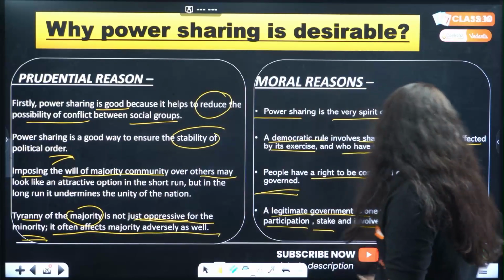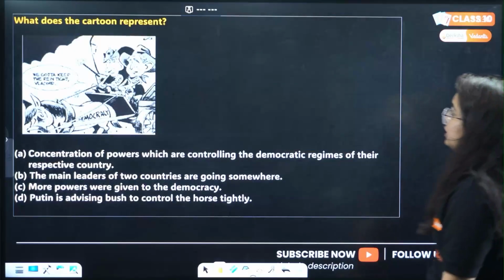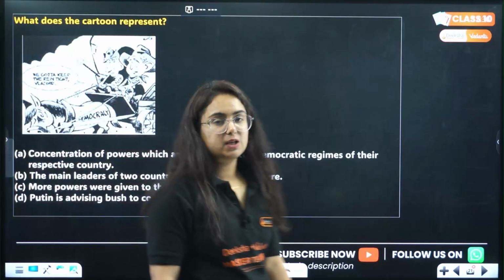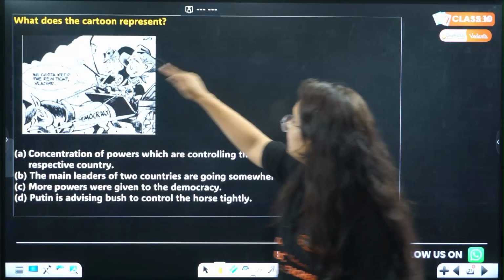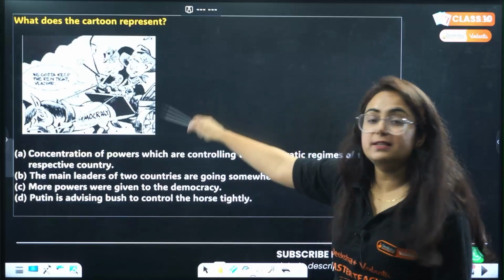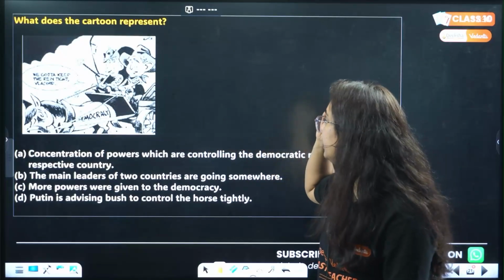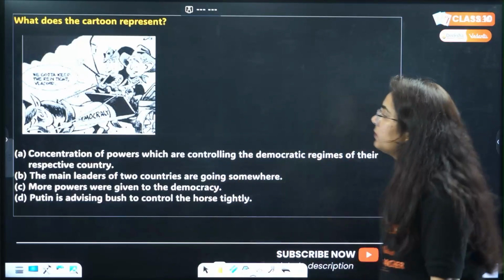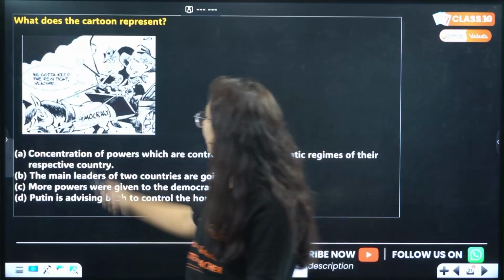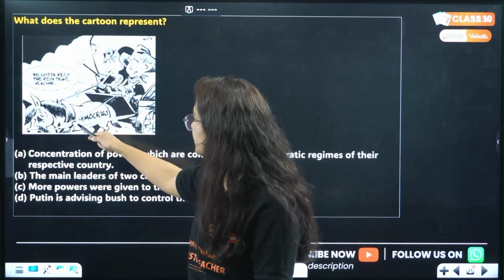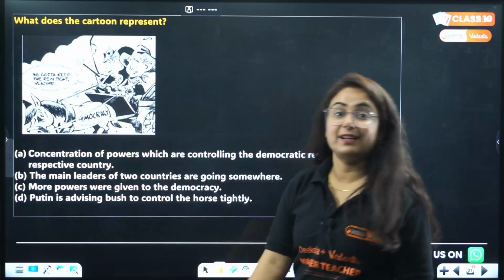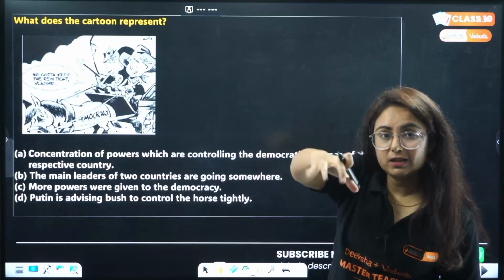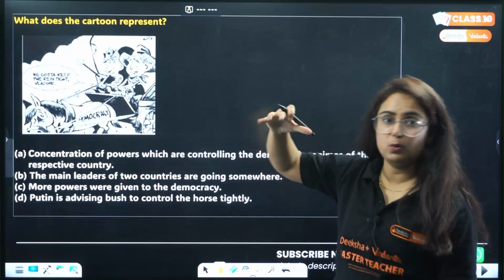Okay, chalo. As this is clear, let's move to the last important topic of this chapter. Yes, last. Before that, we will see this picture-based question. What does the cartoon represent? This cartoon is in your book, right? If it is not clear, open up the book, see that here they are the leaders of Russia. Putin basically, who is holding the rein of a horse on which democracy is written. What do you understand by that? The leaders are trying to concentrate their powers in democracy, hold their powers in democracy.